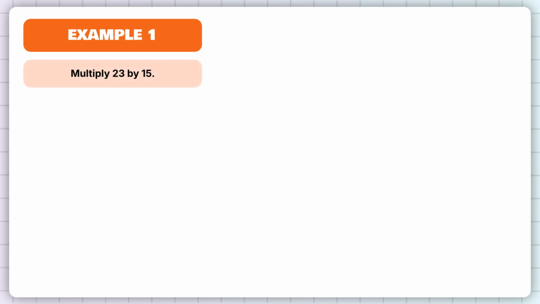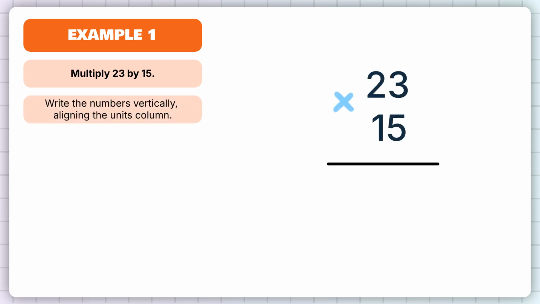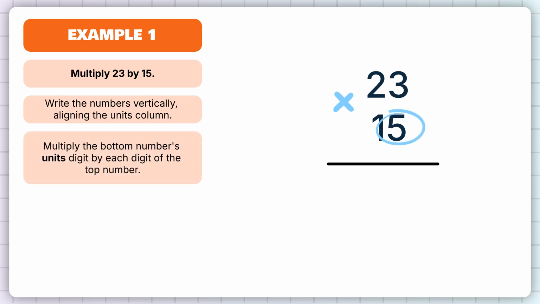For our first example, let's tackle a case of simple multiplication. Here, we want to multiply 23 by 15. Step 1 is to write the numbers vertically. Step 2 is to multiply the bottom number's units digit by each digit of the top number.